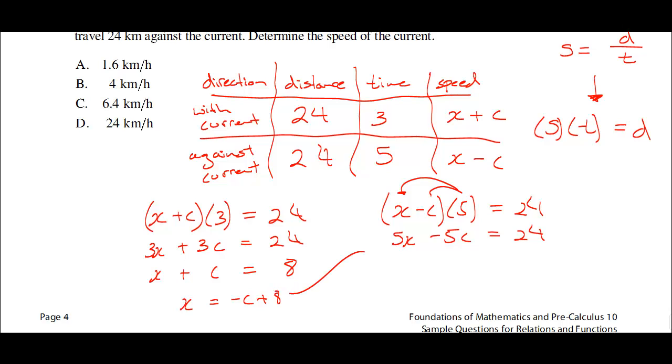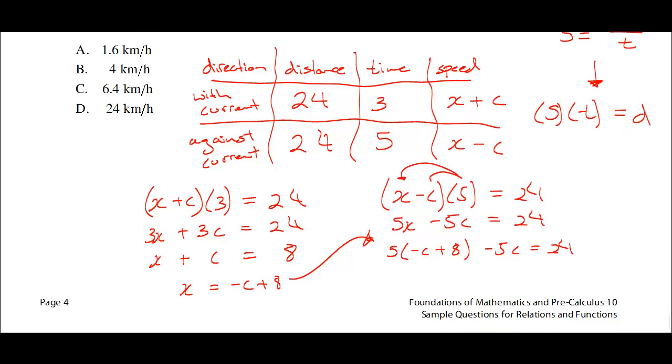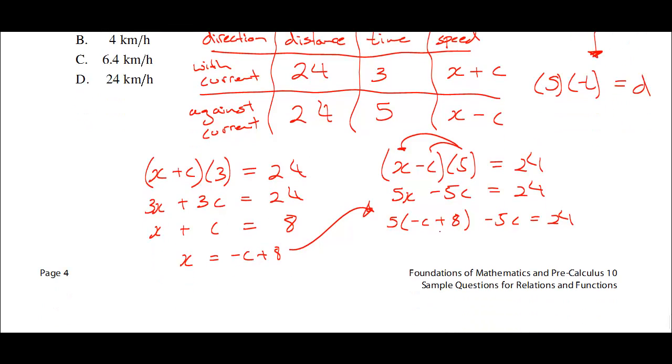So now everywhere I see an x in this equation, I'm going to substitute that in. So I have 5 multiplied by negative c plus 8, minus 5c is equal to 24. All right. Now, I'm running out of real estate here at the bottom, but we'll try to make do. 5 times negative c is negative 5c, plus 40, minus 5c is equal to 24. Gathering my like terms, I have a negative 5c and another negative 5c, which is negative 10c. Bring the 40 to the other side of the equation, that gives me negative 16. All right. Now, dividing both sides by negative 10, we end up getting c is equal to 16 over 10.